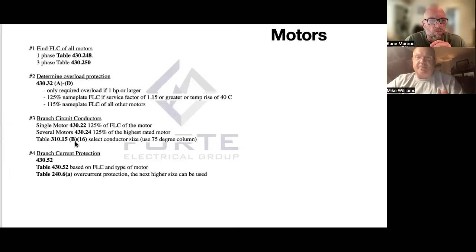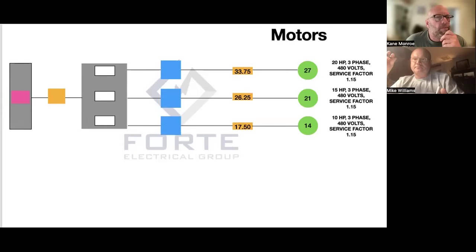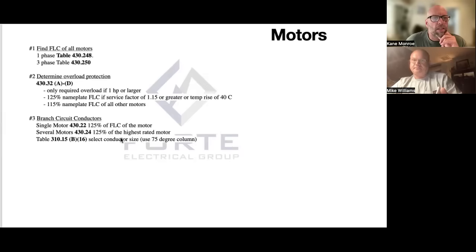But step 3 could also be several motors. That's going to be like a step 3A and a step 3B. And if it's several motors, you take 125% of the highest motor and 100% of the remaining, run them all together, and there you go. Now remember, step 3 is right in here. So that's the conductors. That's the wire size. We still have to go to 310.15 and pick our wire size.